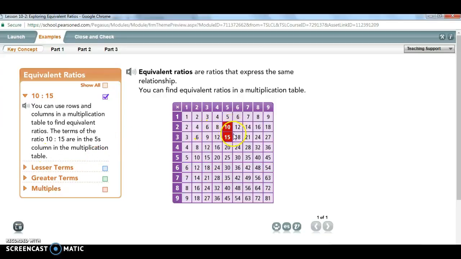Meaning 10 to 15 is going to be equivalent to 8 to 12, 6 to 9, 4 to 6, 2 to 3, and also equivalent to 12 to 18, 14 to 21, 16 to 24, 18 to 27. We'll learn that now with lesser terms, greater terms, and multiples.